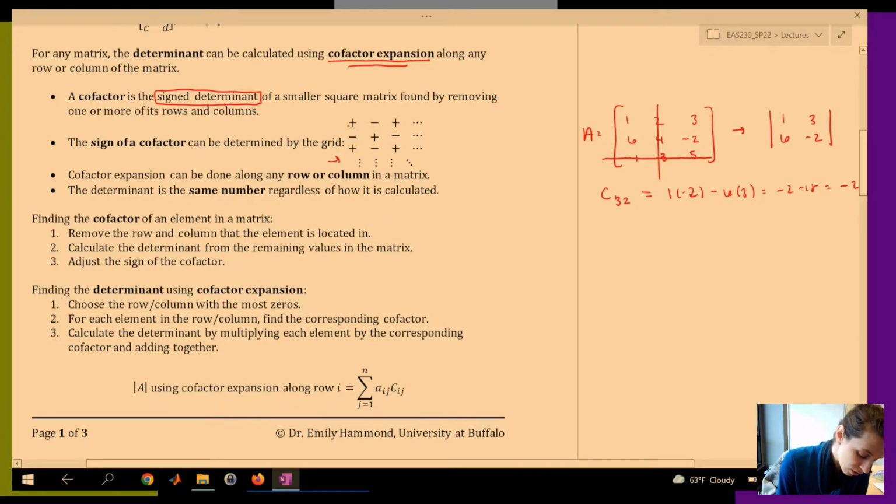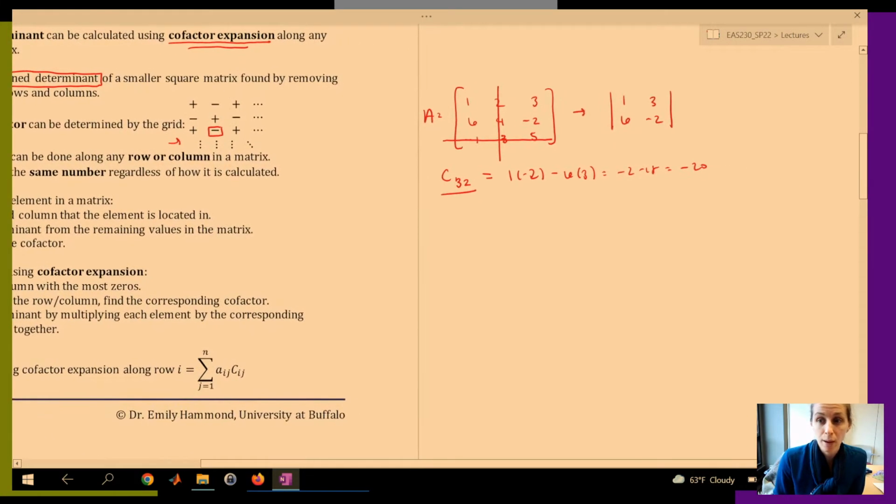So this grid always starts with a plus in the top corner, and then it alternates plus, minus, plus, minus, plus, minus. If there's a plus, that means you don't change the sign. If there's a minus, you do change the sign. So this is cofactor 3,2. In the 3,2 location, I have a minus, which means I'm going to change the sign. So this cofactor now goes from a -20 to a +20, and there's my final cofactor.